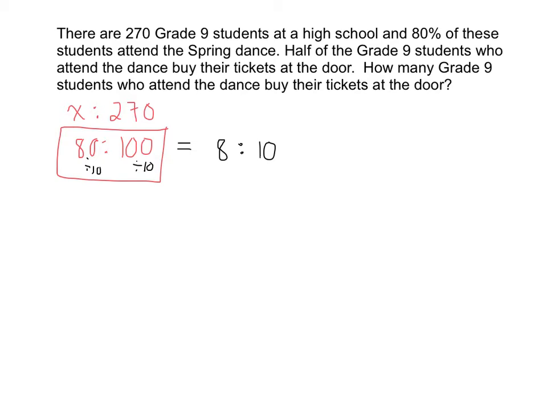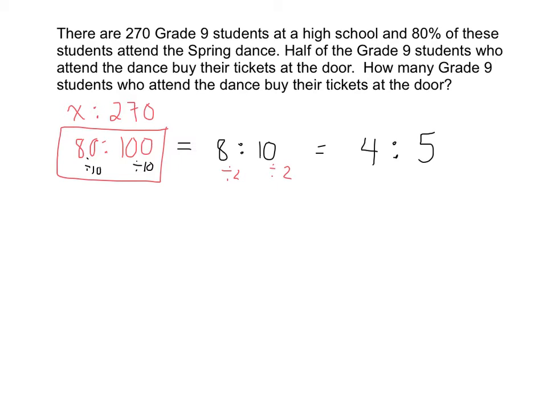Well, they're both even numbers, so we know that they're divisible by 2. So what's 8 divided by 2? 4. And 10 divided by 2 is 5. Now we have a ratio of 4 to 5. This represents 80 to 100. All of these are equivalent ratios because they represent the same thing.